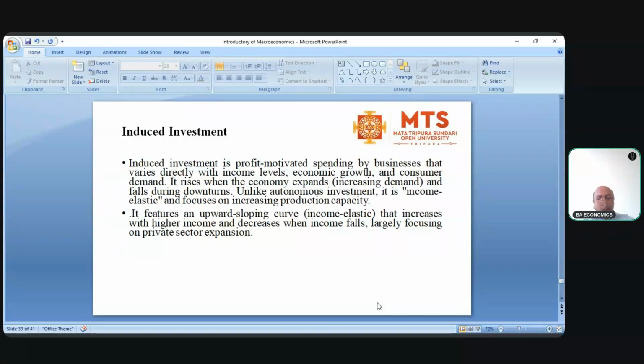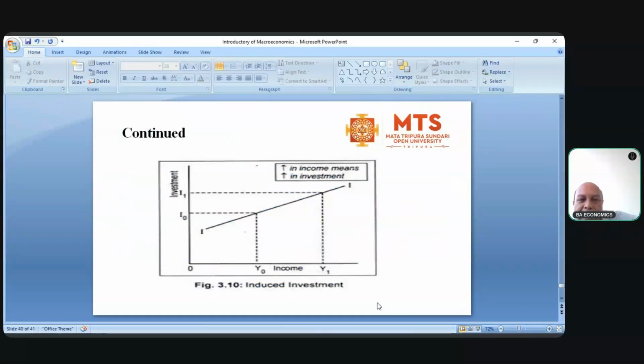In this case, see the next diagram. This is a diagram of induced investment. You see, the induced investment curve is upward. So when the income level increases, the investment level also increases. Initially, the income level is OY0, and the investment level is OI0. Suppose then income increases from Y0 to Y1. So the new income is OY1, then investment also increases. Investment becomes OI1. So it indicates induced investment.